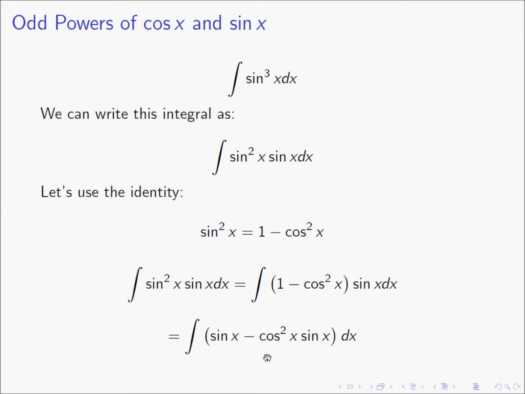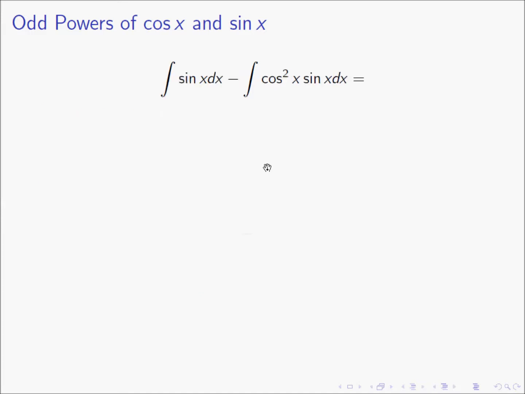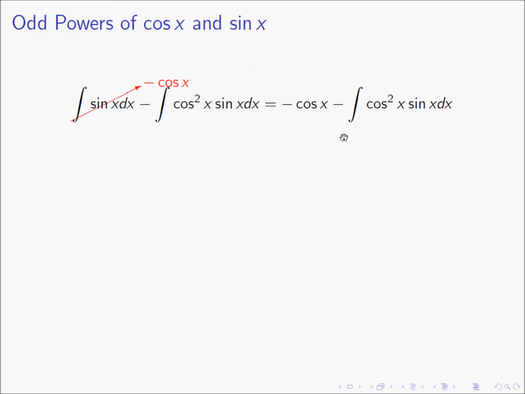And the integral of the sum of functions equals the sum of the integrals. So this equals the integral of sine of x minus the integral of this other function, that is cosine squared of x times sine of x dx. So we have this. Here we have the integral of sine of x. And we know that this equals minus cosine of x. Why? Because the derivative of minus cosine of x equals sine of x. So the only thing left to do is to solve this other integral.